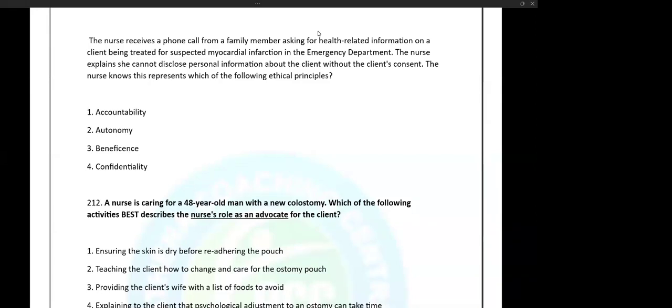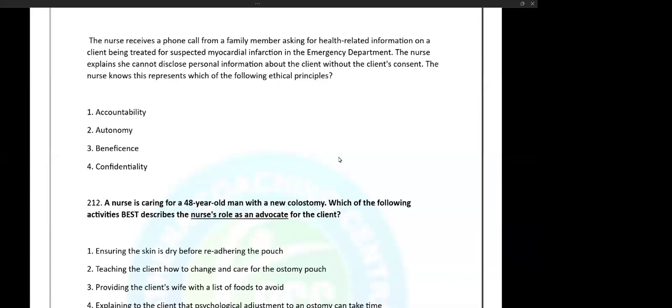Yes, the answer is okay. The fourth one, confidentiality. Perfectly all right. So what is confidentiality? Not disclosing personal information. Patient information should not be disclosed without permission. That is what is called confidentiality.